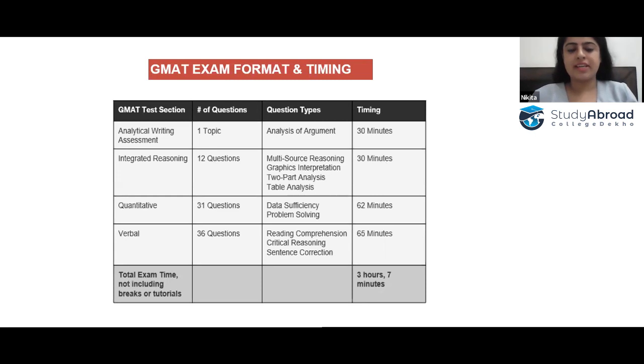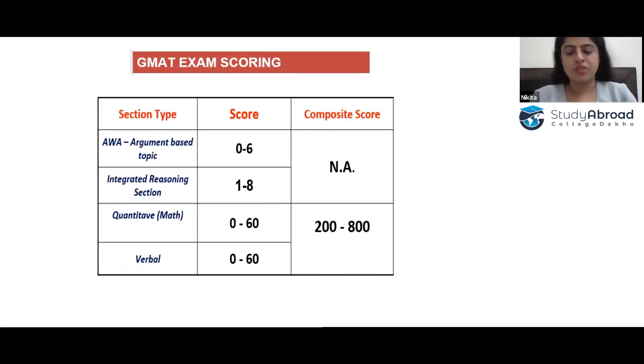The next section is Verbal, which we are going to discuss today. It consists of 36 questions, and the time that you get on it is 65 minutes. In total, the exam is just a little above 3 hours. Today we are going to discuss the Verbal section of the GMAT, and in that too a particular topic that I'll be announcing soon.